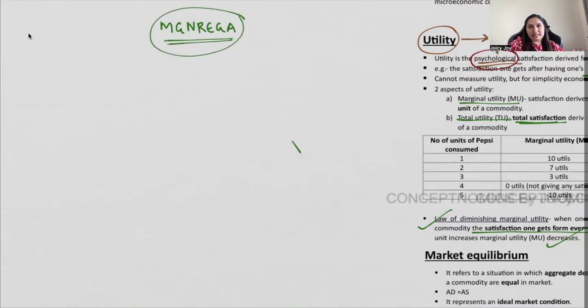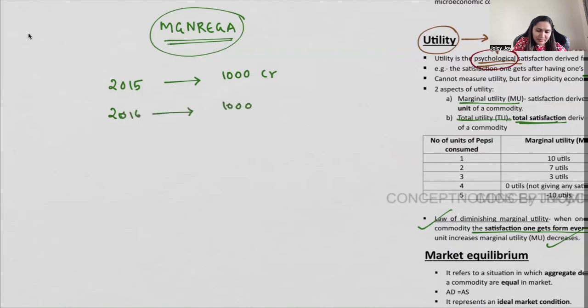Keep that current affair aside, but let's come to the technical aspect of it. This is just an example. These are not real numbers. I'm just giving you some numbers to make it clear for you. Let us consider, for example, in the year 2015, the government allocated 1,000 crore rupees for MGNREGA. And in the next year, that is 2016, the government again allocated the same 1,000 crore rupees.